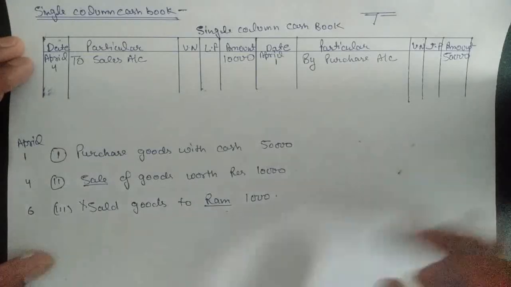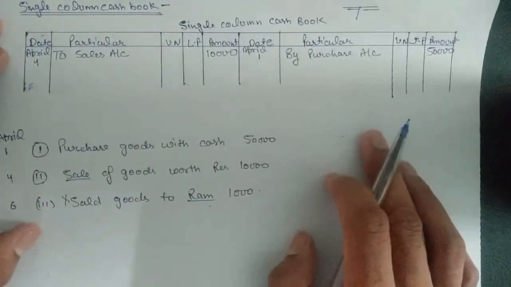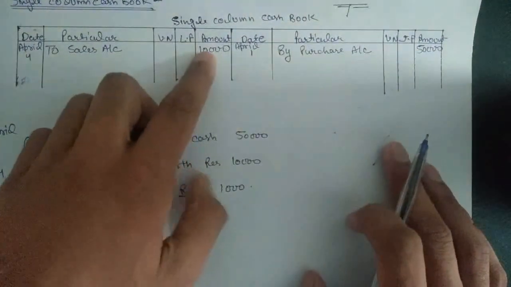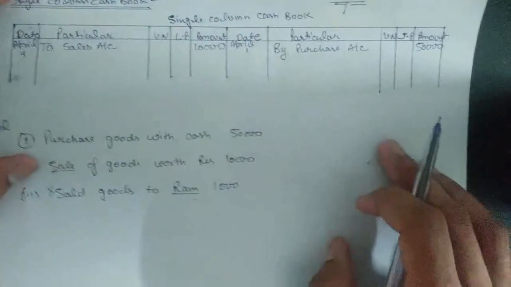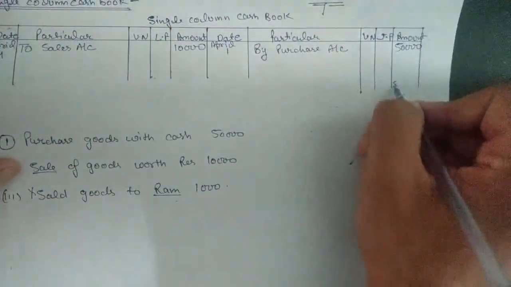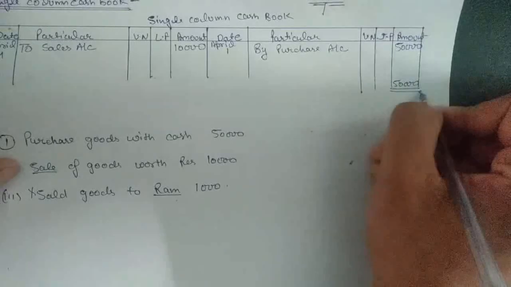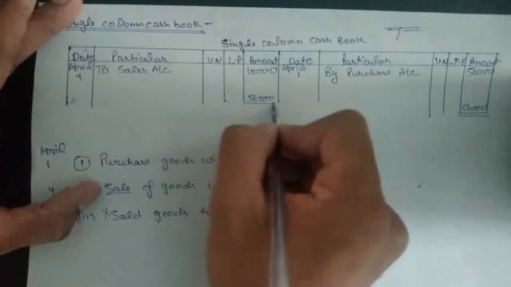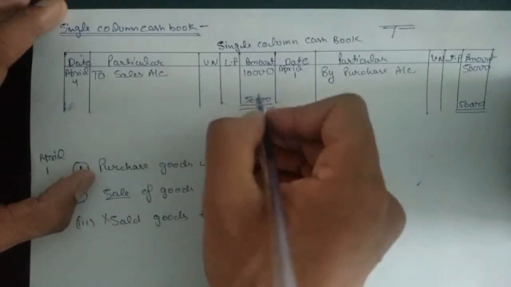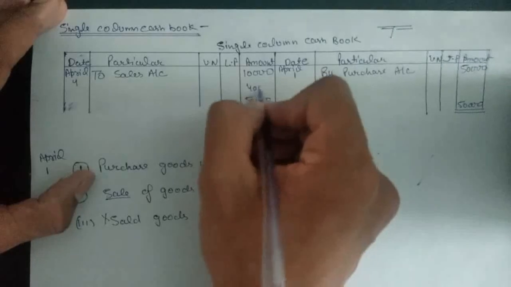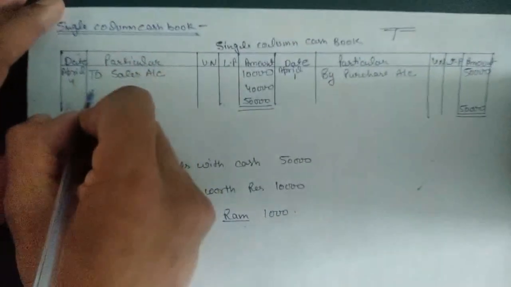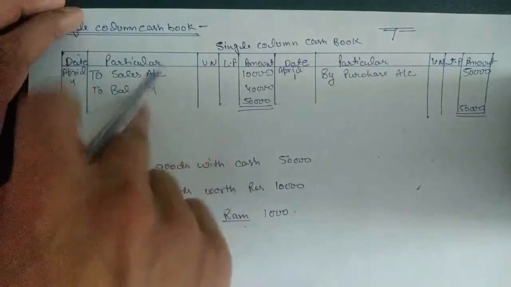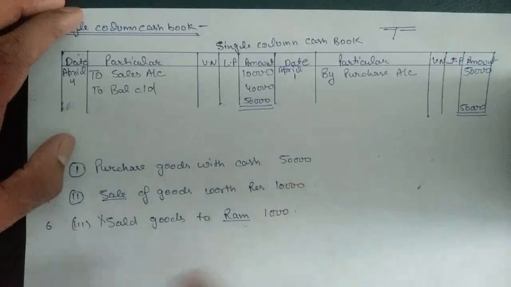Next thing is how to balance. Whichever side has the higher balance, we will take it first. This side has only 10,000, this side has 50,000. Same as balancing in the ledger, we need to balance here: 50,000, double cross, account close. Remaining will be 50,000 minus 10,000 is 40,000. This will be our balance carried down. Balance carried down means we have to carry it forward to the next year or maybe the next month.